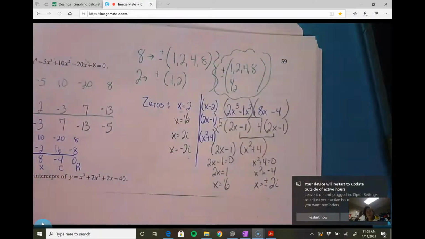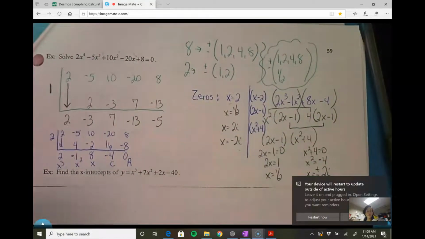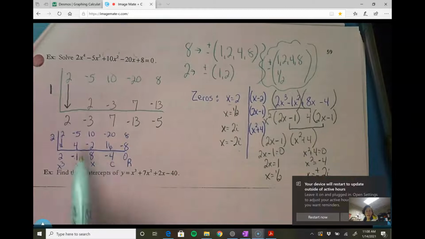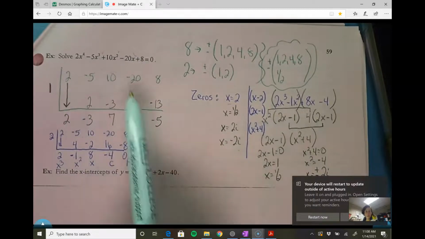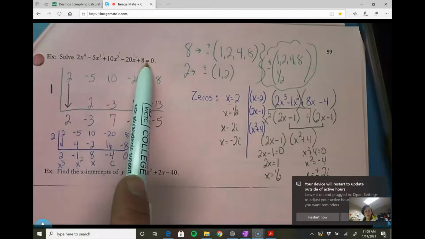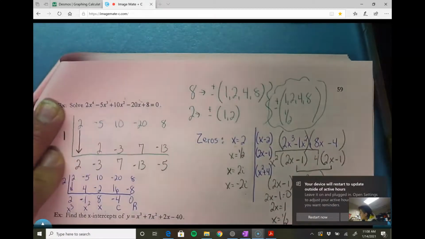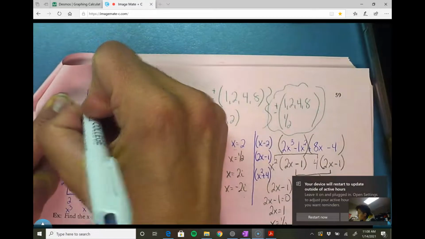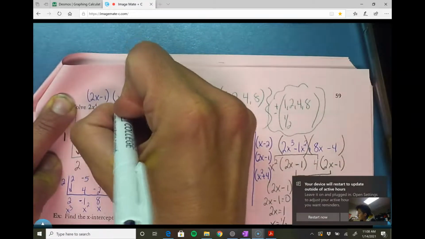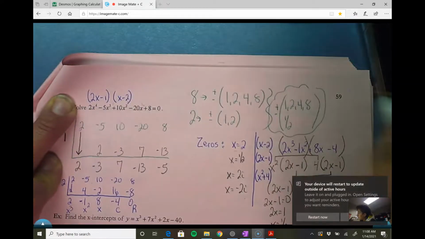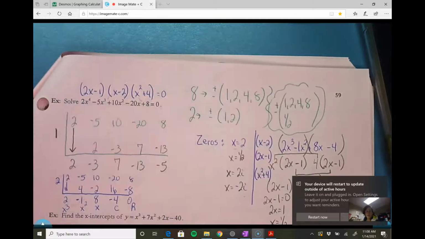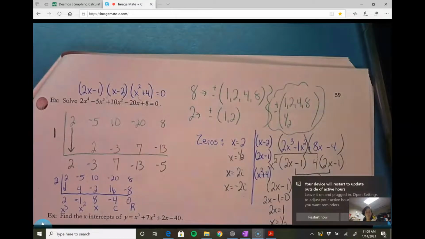So now I've done a lot of different things here. One, I found out all the areas where my graph is going to equal 0, or my 4 answers. But I also got it from standard form into factored form right up here. So 2x minus 1, x minus 2, and x squared plus 4. And later what we're going to do is we're going to be graphing this, okay?